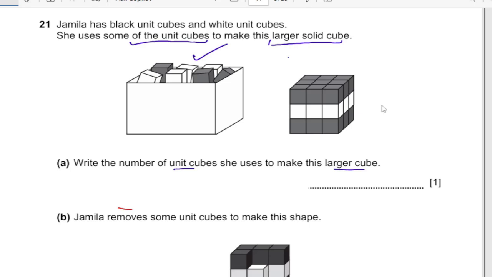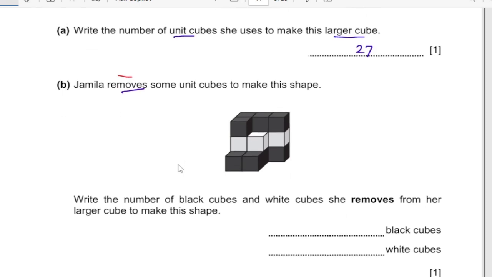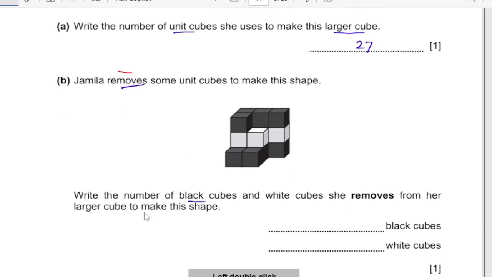So this cube, if you see here, 3 this side, 1, 2, 3, 3 this side, 3 times 3 is 9. So in one row we use 9, 9 and 9. So total 9 times 3 is 27 cubes she is using, right? So Jamila removes some of the unit cubes to make this shape. Write down the number of black cubes and white cubes that she removes.